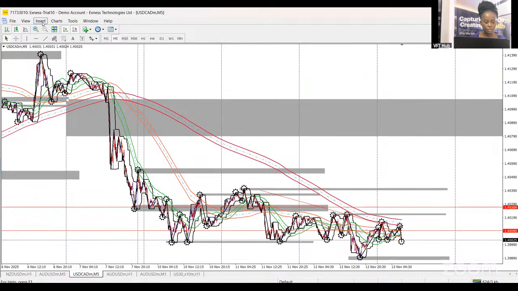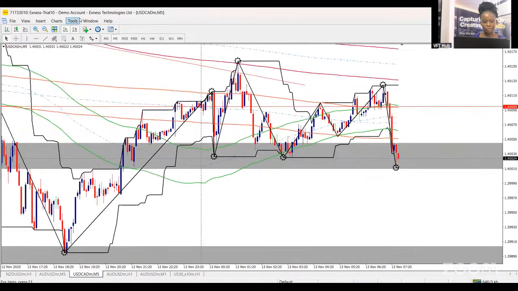Points of interest 3. Points of interest 4. So 1, 2, 3, 4 are the 5-minute POIs that we're currently looking at, and then these lines are from the 1-hour time frame. You can zoom back in now.